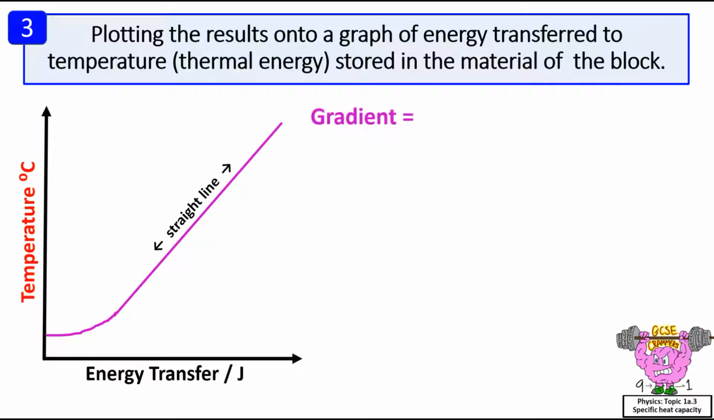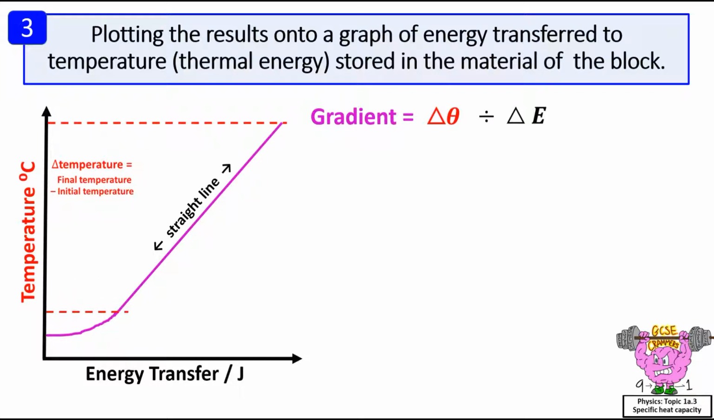The gradient equals change in temperature divided by the change in energy transferred. Find the change in temperature by looking for the final temperature reading on the graph and subtract the initial temperature, and use this figure in the gradient equation. Then find the change in energy transferred, again by looking for the final energy transferred reading on the graph and subtract the initial energy transferred figure and put the answer into the gradient equation.